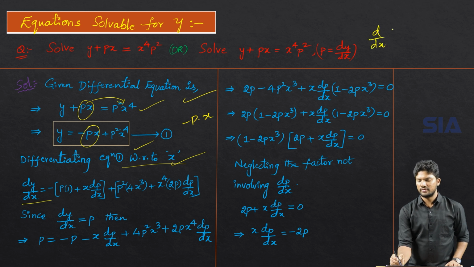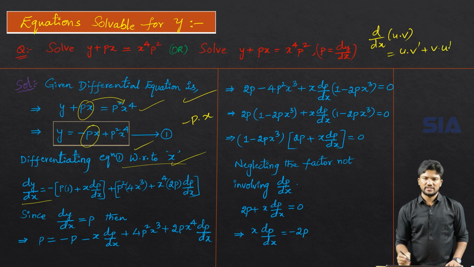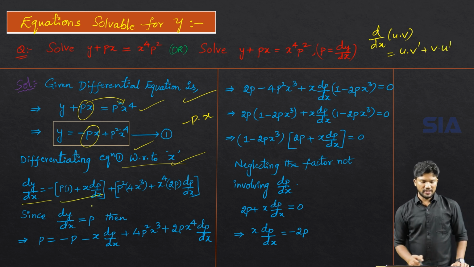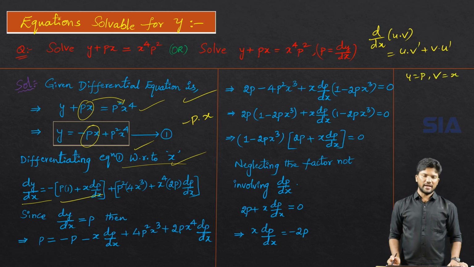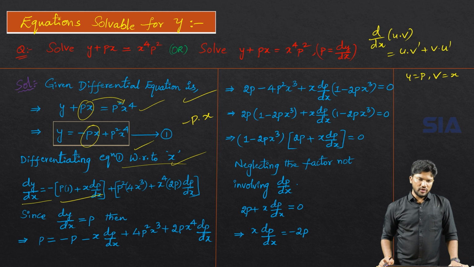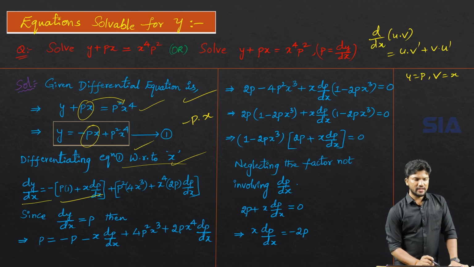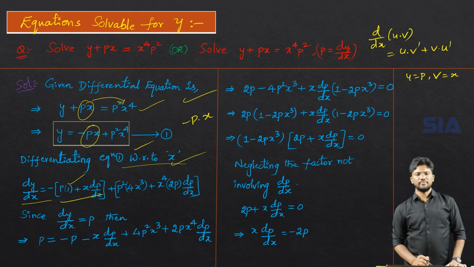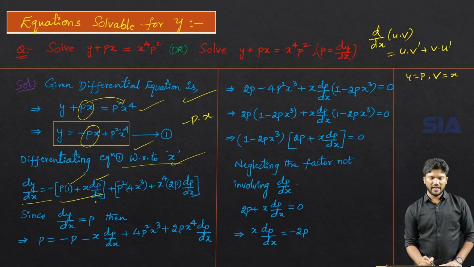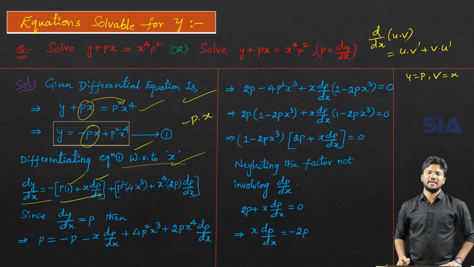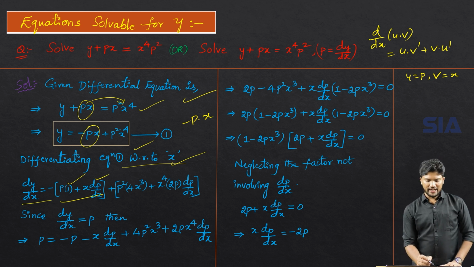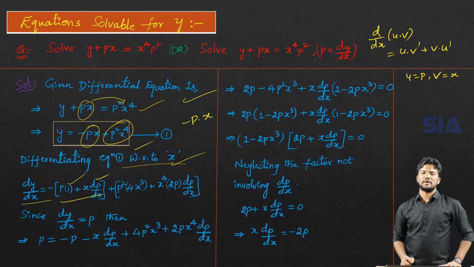d by dx of u into v is equal to, what is the formula, u into v dash plus v into u dash. If you apply that formula, take u is equal to p and v is equal to x, so minus, as it is u into v dash, p into x derivative with respect to x, 1, plus x into p derivative with respect to x, dp by dx, plus the second term also, you have p square x power 4.